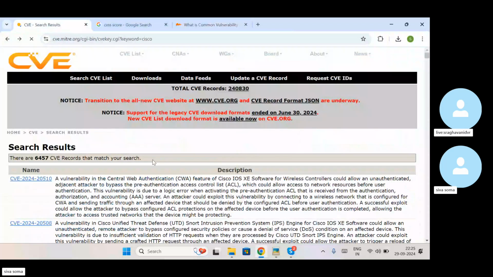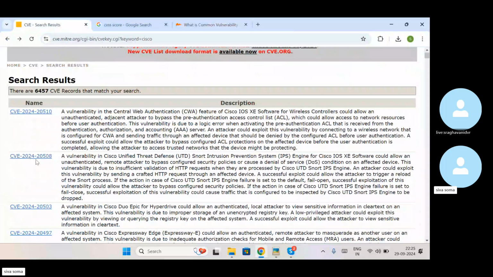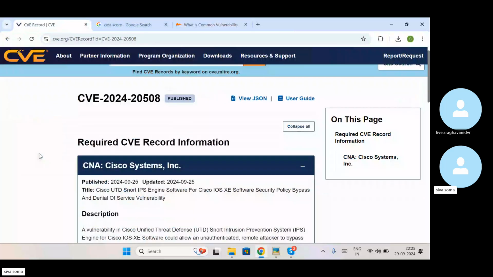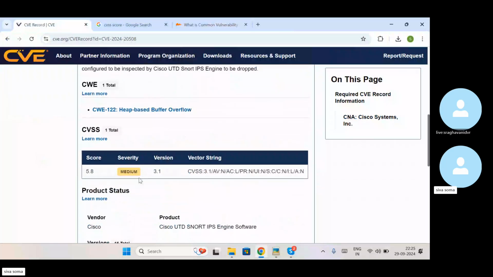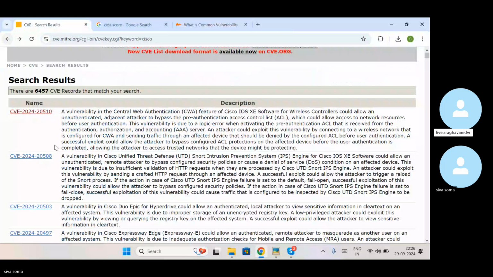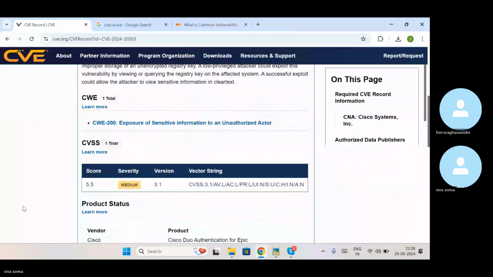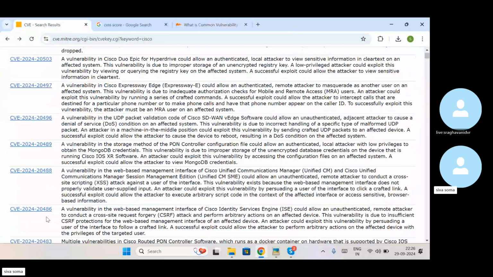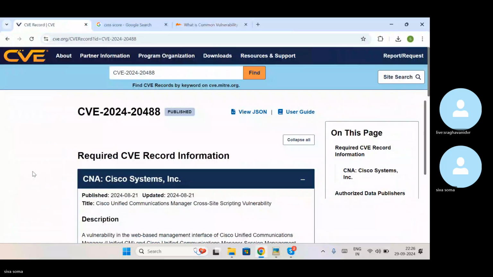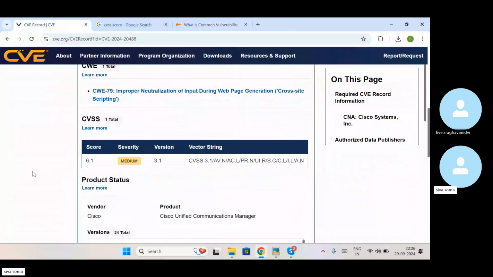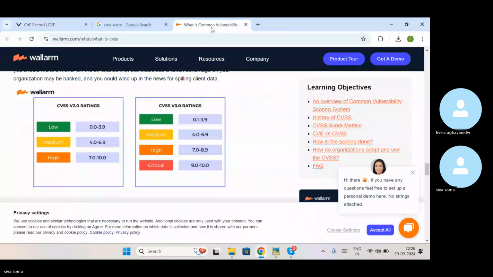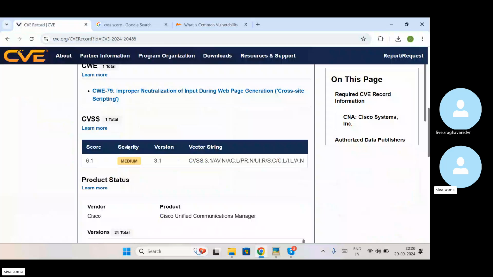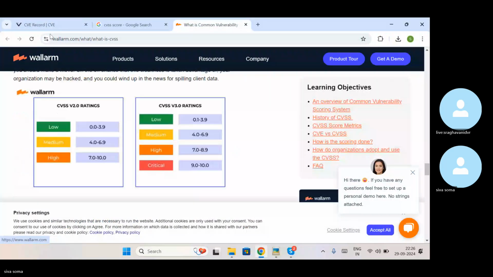Once you go to the website and click like this, you can get the details. 5.1 is medium. 5.5 is medium. 6.1 also gives the severity level as medium. You clear?